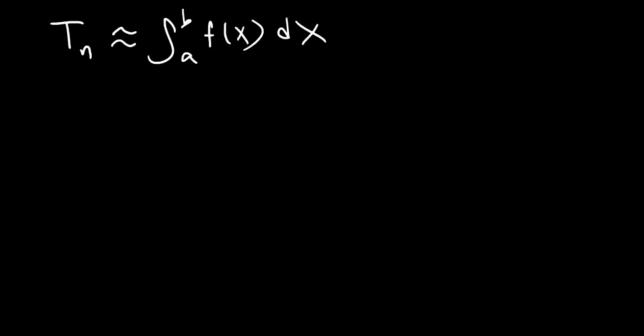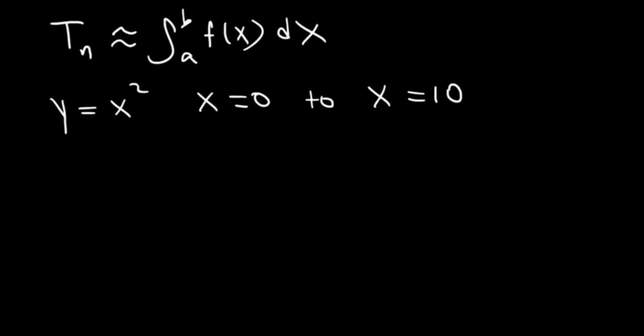In this lesson, we are going to go over a specific numerical integration method known as the trapezoidal rule. The trapezoidal rule allows you to estimate the value of a definite integral, which represents the area under a curve. So let's say we have a curve y equals x squared and we wish to estimate the area under the curve from 0 to 10. Use the trapezoidal rule to do so.